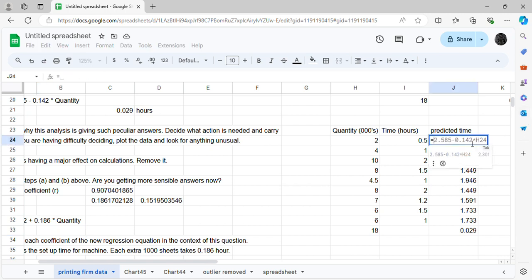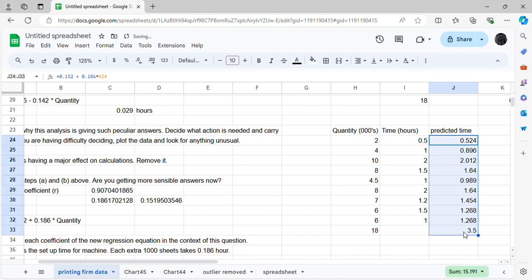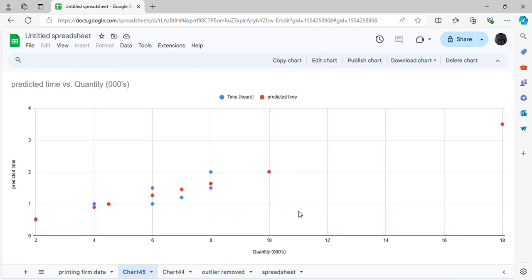So equal 0.152 plus 0.186 times quantity. And we copy this formula to all the other cells, including quantity 18. And then in the spreadsheet, we see the changes automatically being done.